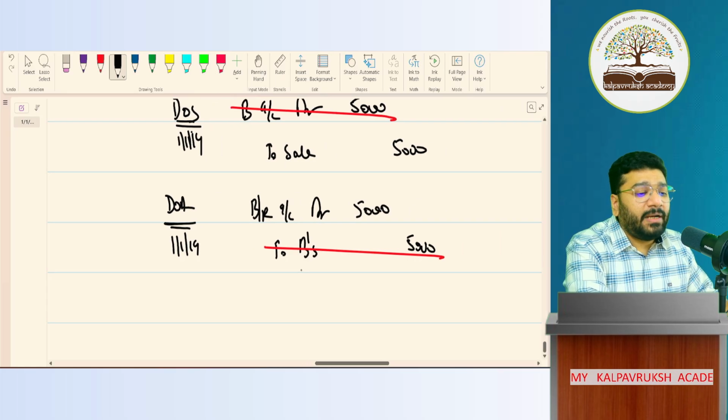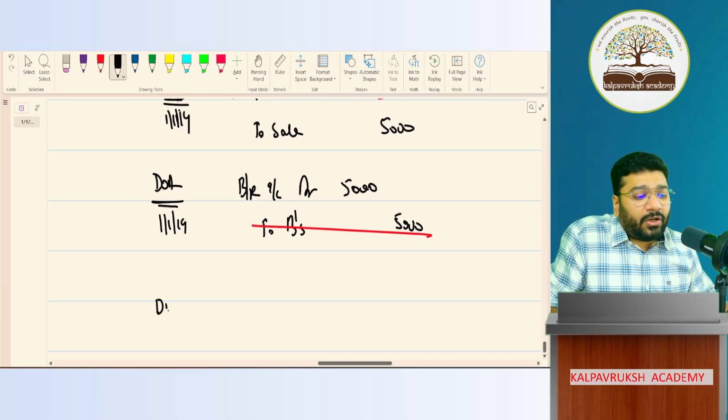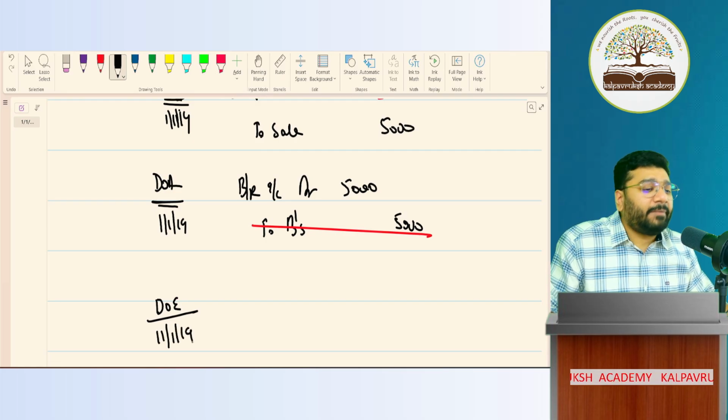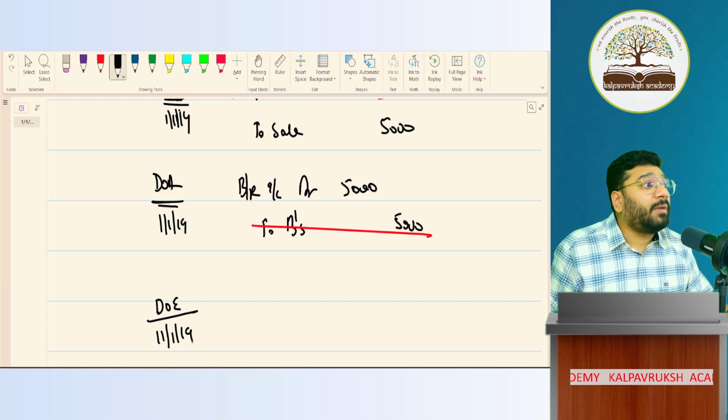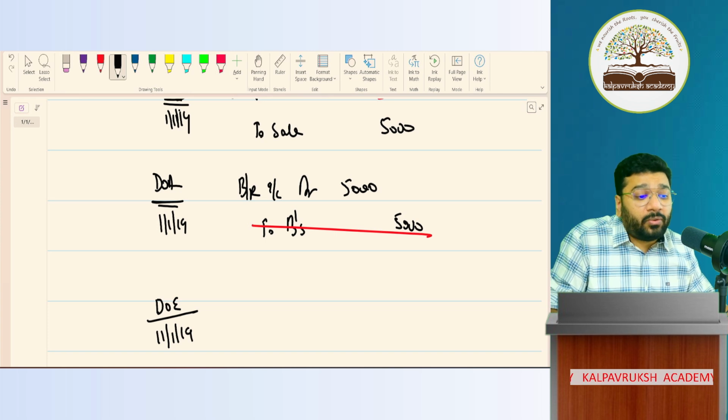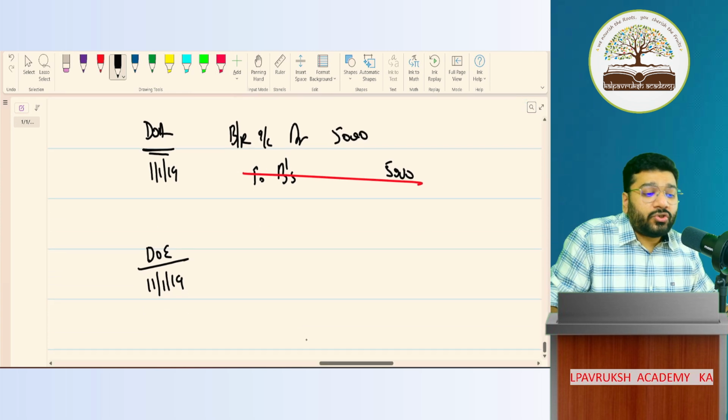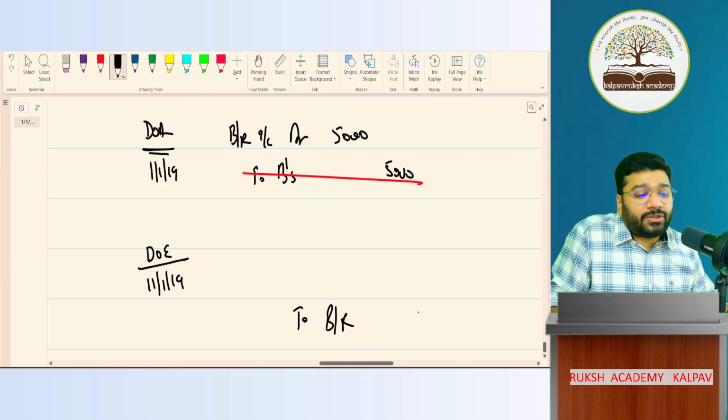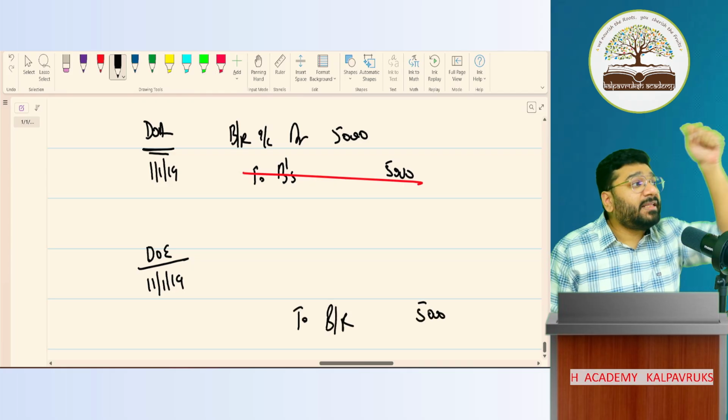We are endorsing the bill to the creditor. So date of endorsement, what is it? 11 January 2019. We are giving this bill to the creditor. Debit what comes in, credit what goes out. What is going out? Bills receivable is going out. So to BR. How much? 5,000.